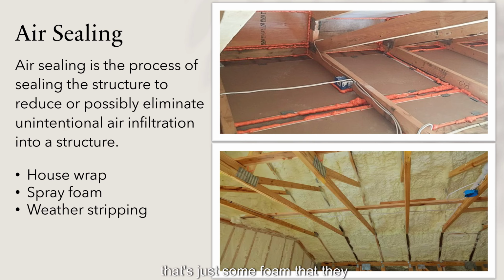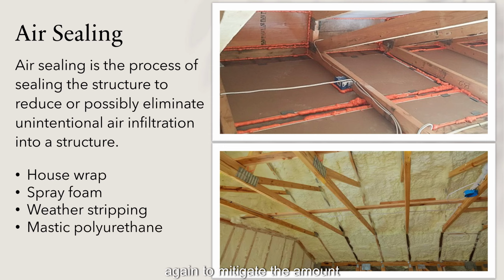Weather stripping, that's just some foam that they can put in different places, yet again, to mitigate the amount of energy loss. We have mastic polyurethane. That's just a flexible type of paint goop that you can put onto things to ensure that things don't come through. Joint compound is what we use to seal the drywall together, just to make sure that those cracks are uniform. And then once you paint the joint compound, it looks like one piece, right?